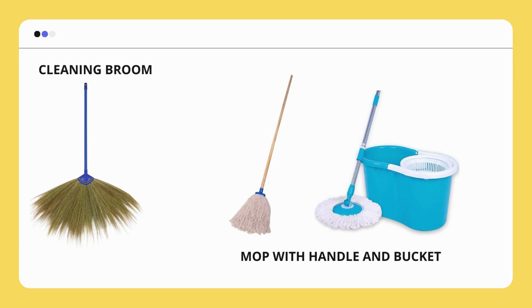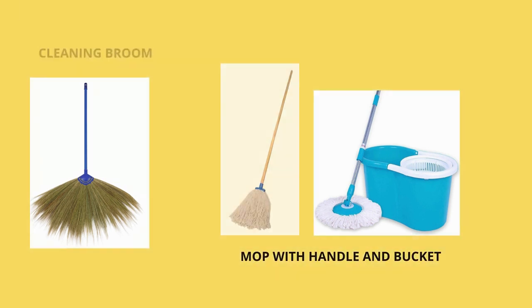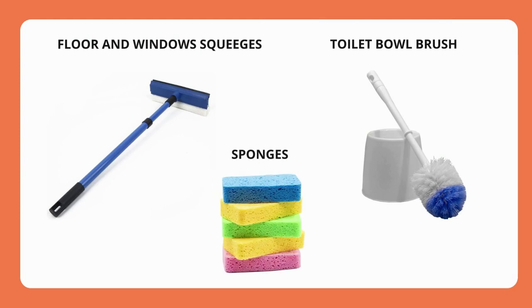Mop with mop handle. It is used for mopping the floor. This has to be wet usually to remove stains on the floor. This will also be used dry to wipe or dry wet floor to avoid accident. Floor and window squeegees. These are used to remove excessive water from the surface and corners, especially glass surfaces. These speed up the drying process of the surface.